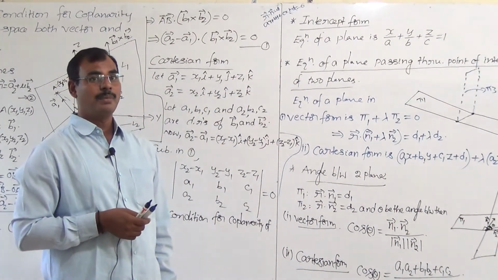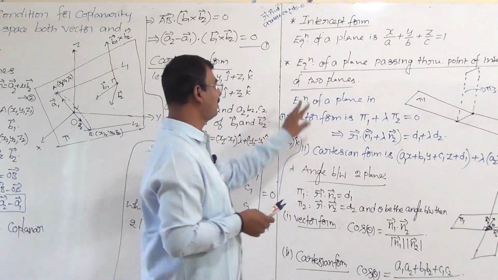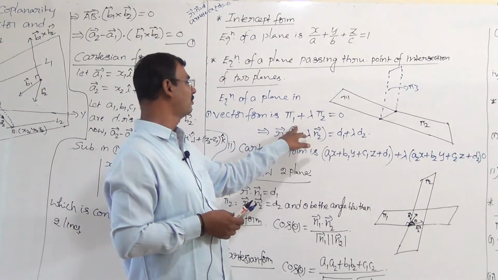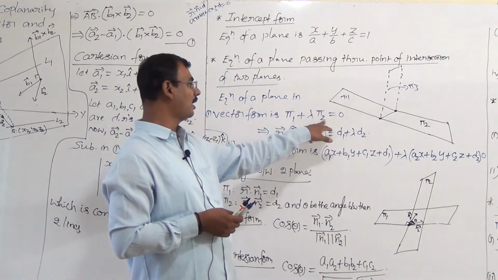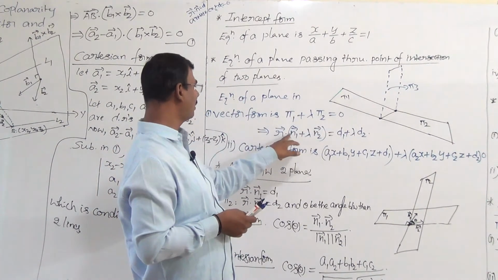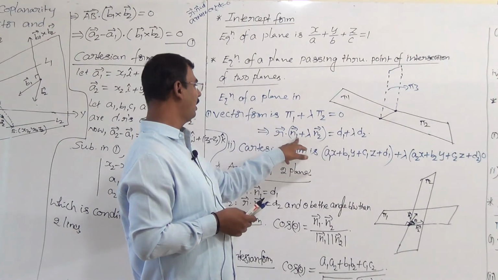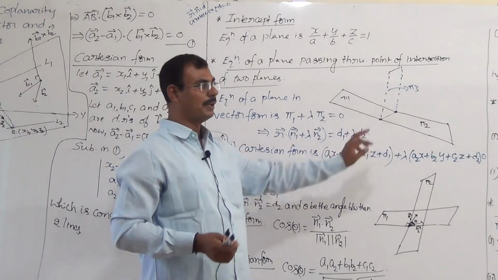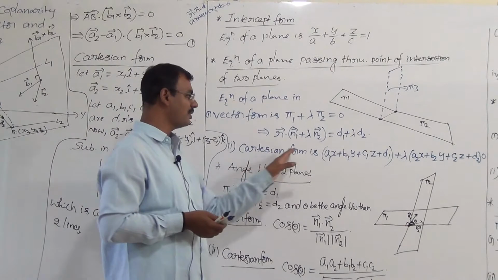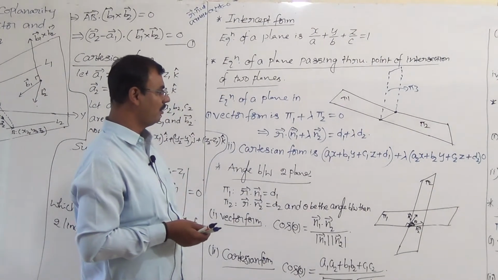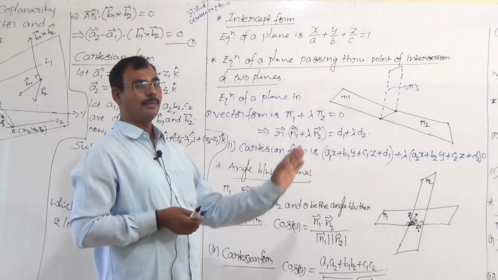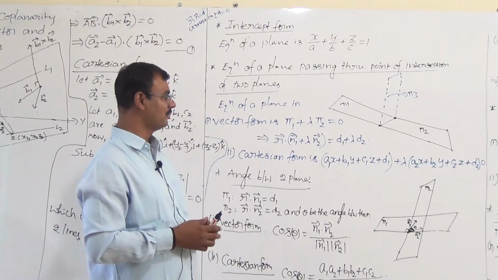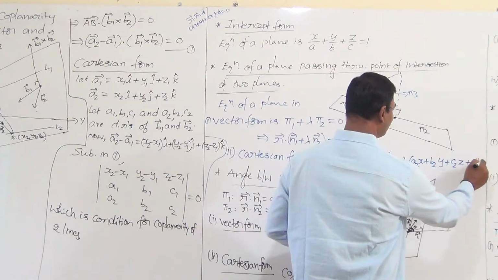Now, the equation of a plane passing through the point of intersection of two planes. In short form, it is π1 + λπ2 = 0. In vector form, it is r̄·(n̄1 + λn̄2) = d1 + λd2. Cartesian form is (a1x + b1y + c1z + d1) + λ(a2x + b2y + c2z + d2) = 0.